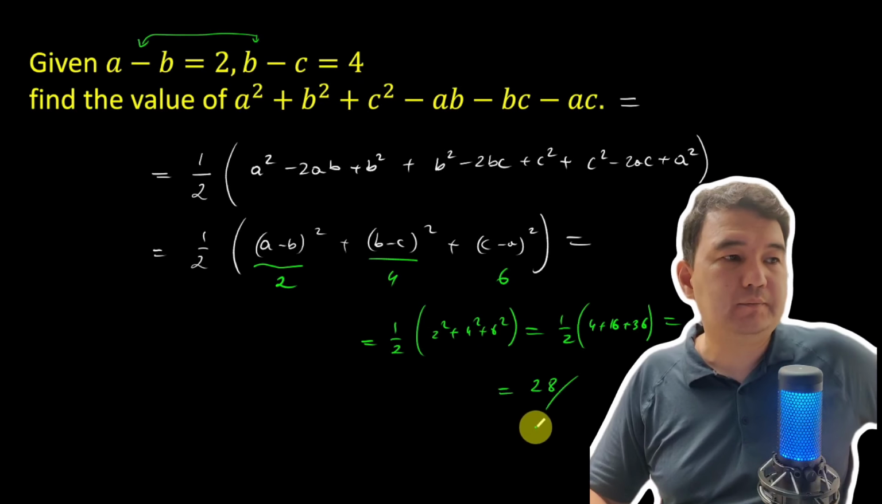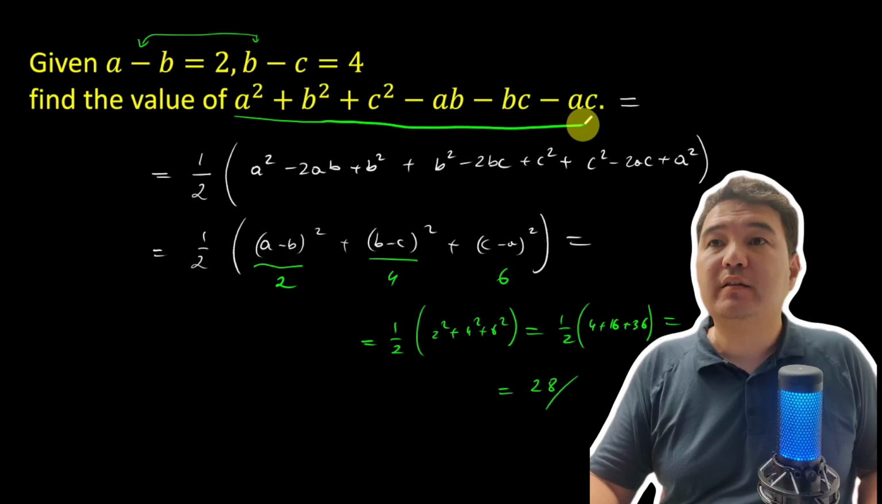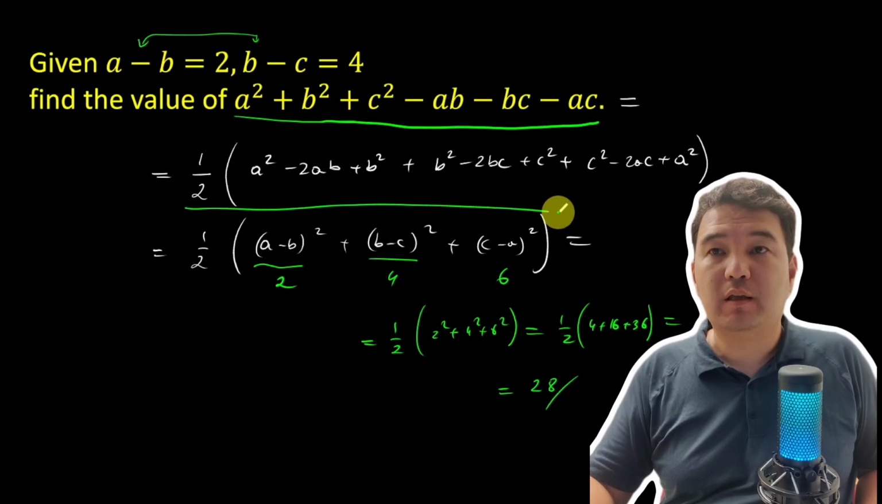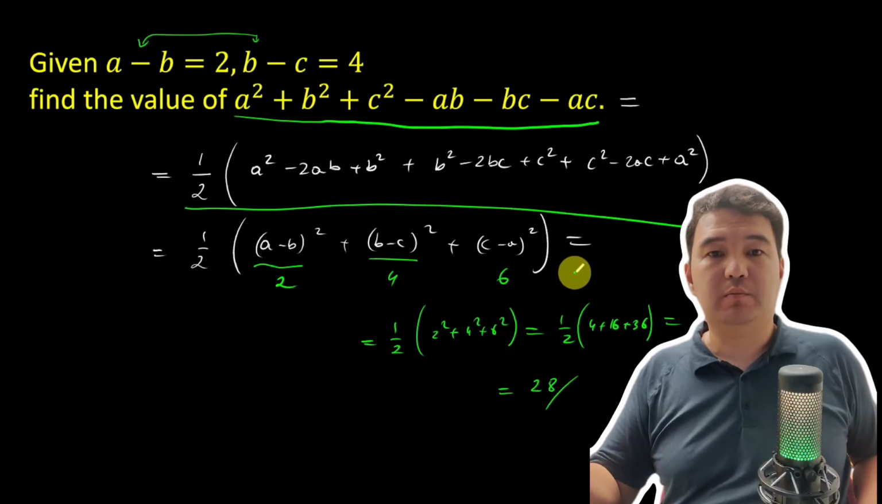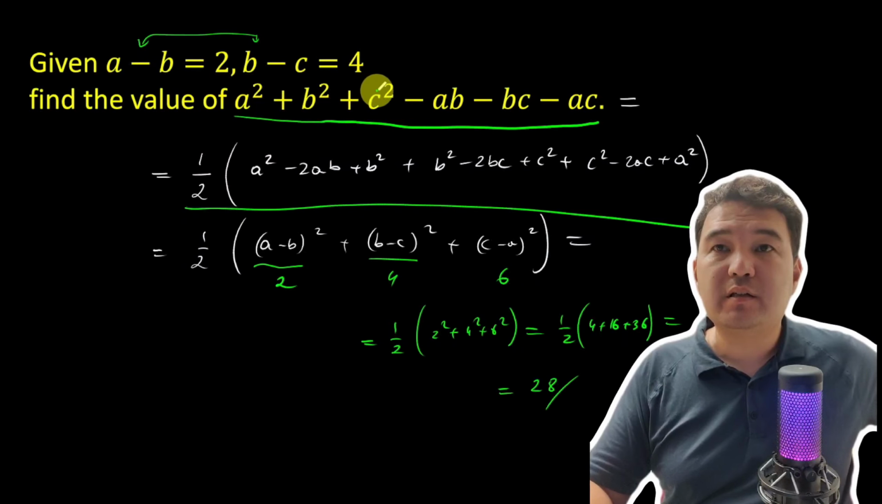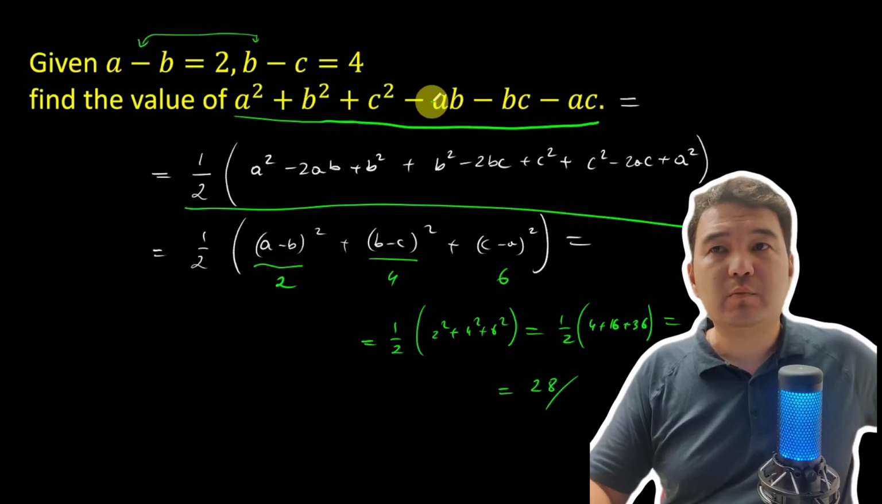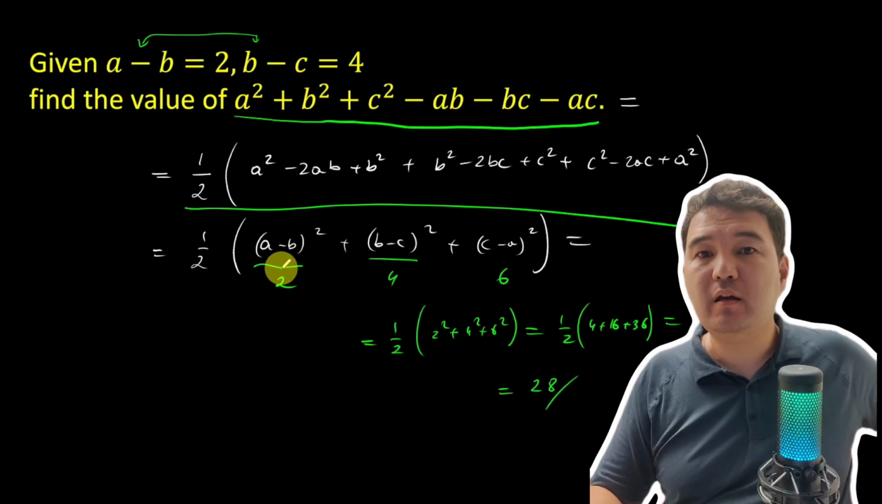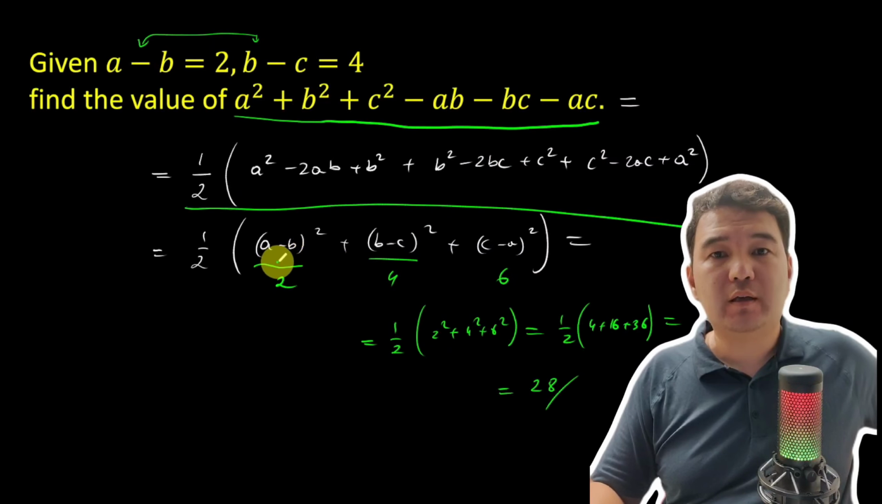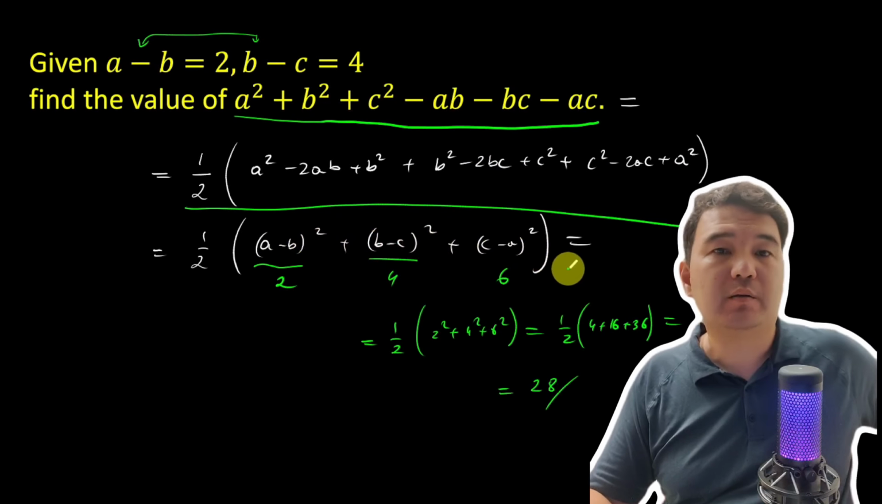That's 28. The fact that you can rewrite this expression in this form can be very useful in some problems, because this is a quadratic expression, but here it turns out it is a sum of squares of some numbers.